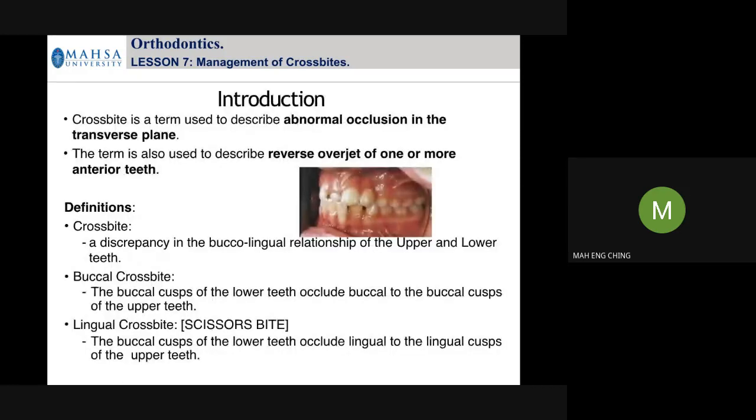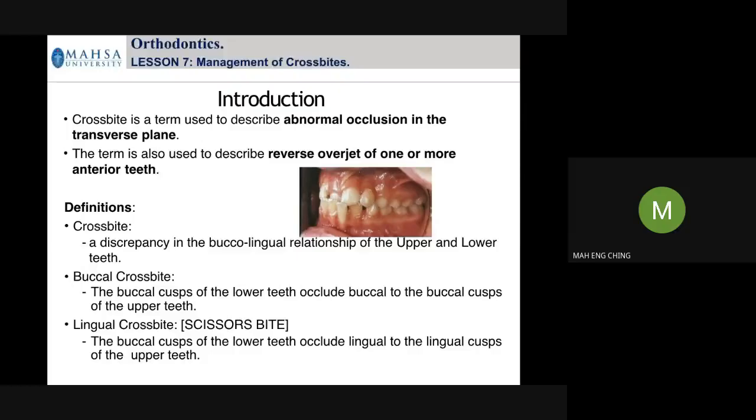So crossbite is a term used to describe the abnormal occlusion in the transverse plane. We talk about malocclusion that can be in the AP, transverse, or vertical dimension. There are 3D, so we have to look at it one by one. So for crossbite, we are talking about transverse abnormal occlusion.